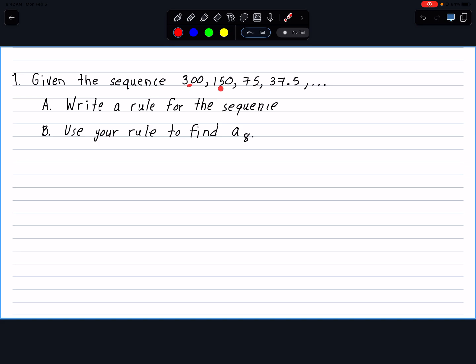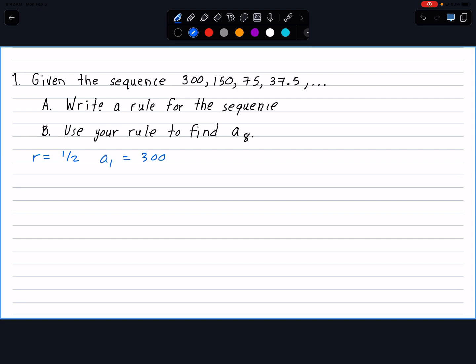multiply it by 1/2, you get 150. If you take 150 multiply it by 1/2, you get 75. If you take 75 multiply it by 1/2, you get 37.5. So this is geometric, where the common ratio is 1/2. So I'm just going to put down my common ratio here. So my common ratio is 1/2, and my first term in this case is 300.